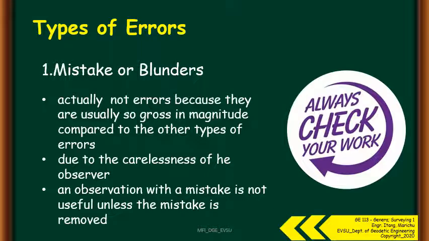Actually daw, hindi siya talaga error because they are usually so gross, which means sobrang laki na ng error in magnitude compared to the other types of error. Ito yung pinaka malaking error. So, tinatawag na siyang mistake. It is due to the carelessness of the observer. And an observation with a mistake is not useful unless the mistake is removed. For example, nagkamali kang mag-record ng value, instead of 100 centimeters, yung nilagay mo is 10 centimeters, nagkulang ka paglagay ng 0. So, malaking difference na from 100 to 10.